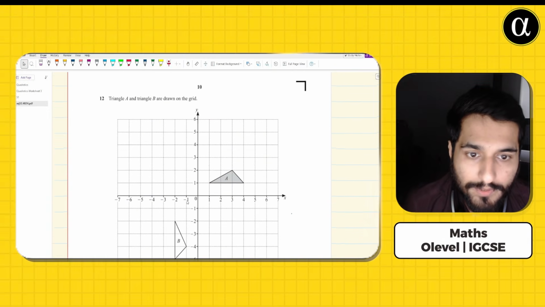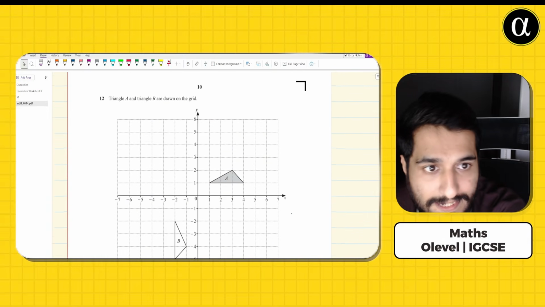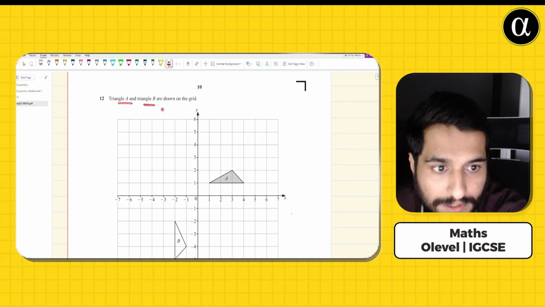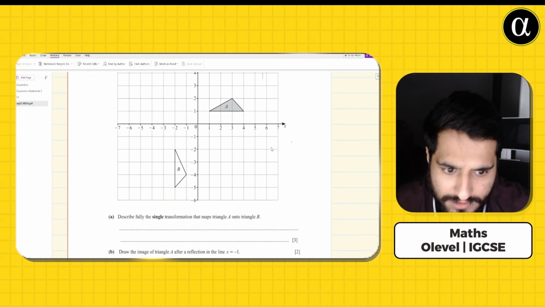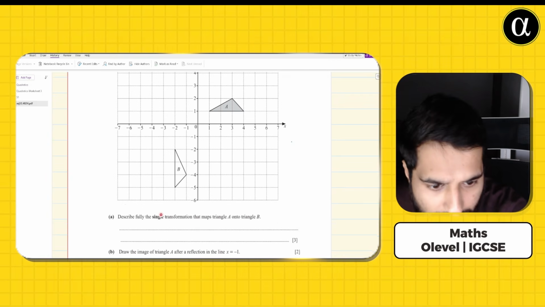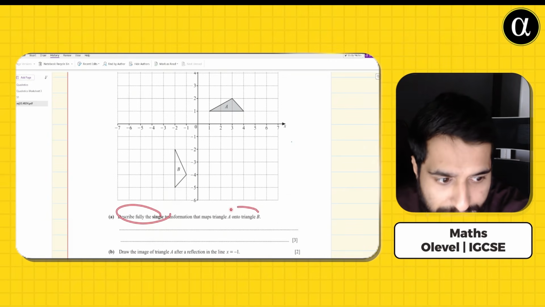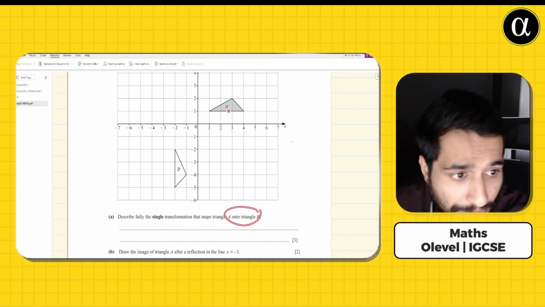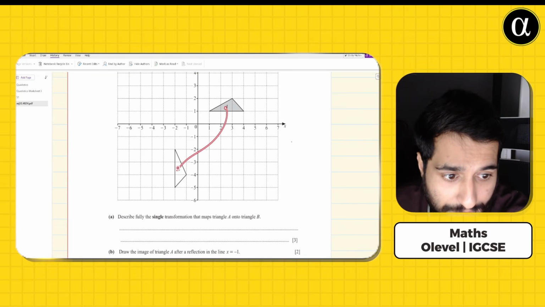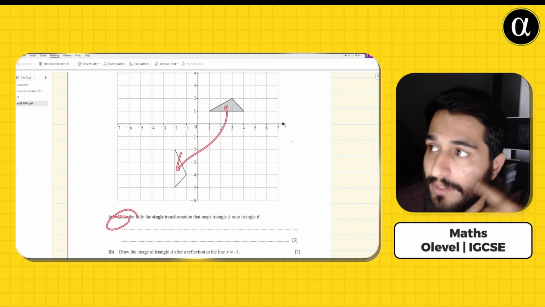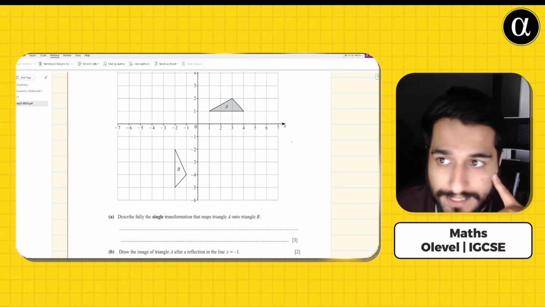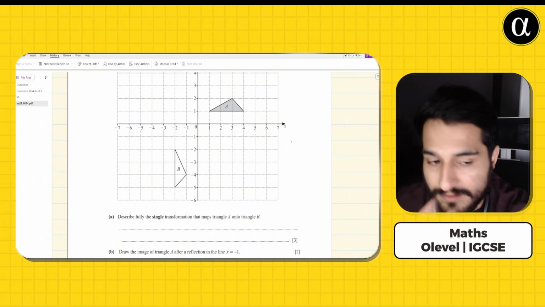Right, let's start with question number 12. Question number 12 says that a triangle A and triangle B are drawn on the grid, and this question seems to be of transformation. The question demands that we describe a single transformation that maps A onto B. The first thing that we want to see for the case of description is going to be whether or not the two sizes are same. The two sizes are same, which means this cannot be enlargement.